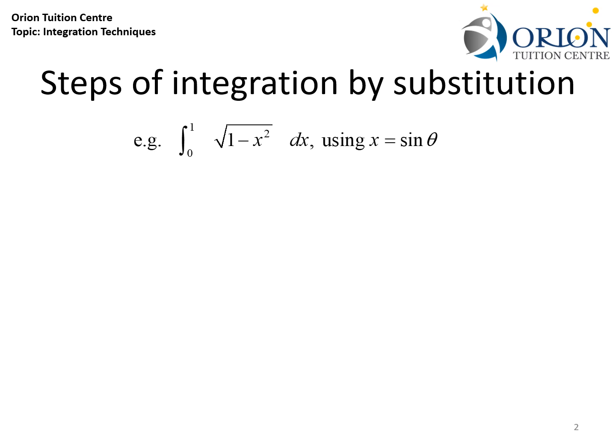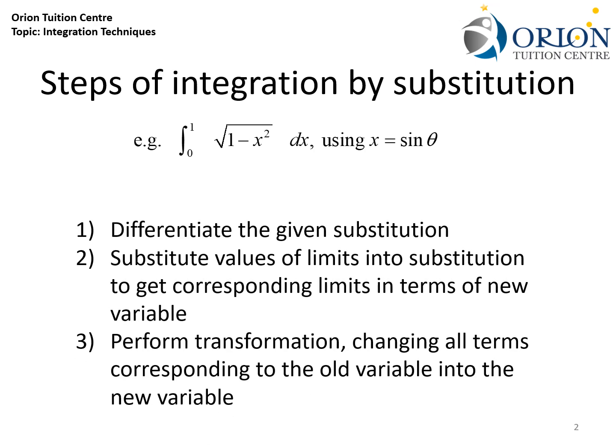We want to transform all the x terms into another variable such as theta. Referring to this quick example over here, what we have to do is to first differentiate the given substitution. So for x equals sine theta, I can find out that dx over d theta equals cosine theta. And what I want to do with this is I'm going to rewrite it as dx equals cosine theta d theta.